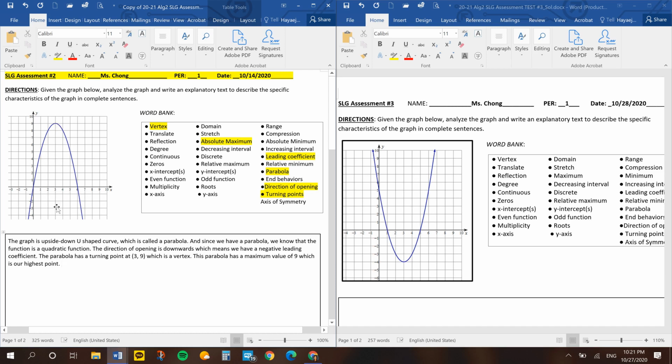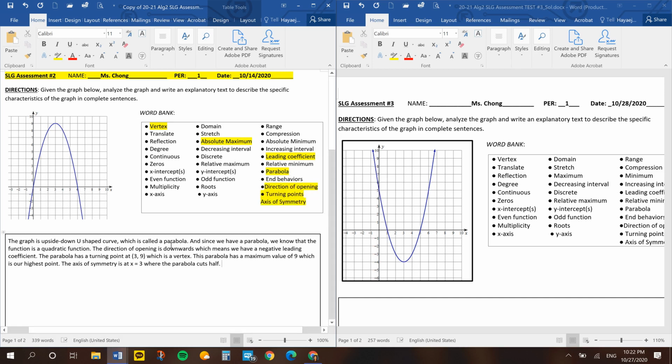You can talk about the axis of symmetry if you want. It's in the middle, right? It's cutting our parabola in half. If you want to say axis of symmetry, the axis of symmetry is at x equals 3, right? It's always going to be x. The axis of symmetry is x equal to 3, where the parabola is cut in half. Okay. So I used the axis of symmetry.